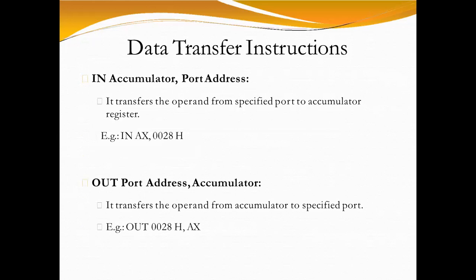Next is the IN instruction. It is used to read a byte or word from the provided port to the accumulator. That is, it transfers the operand from the specified port to the accumulator register. For example, IN AX, 28H is the example of IN accumulator, port address. OUT is used to send a byte or word from the accumulator to the provided port. That means it transfers the operand from the accumulator to the specified port, for example OUT 28H, AX.